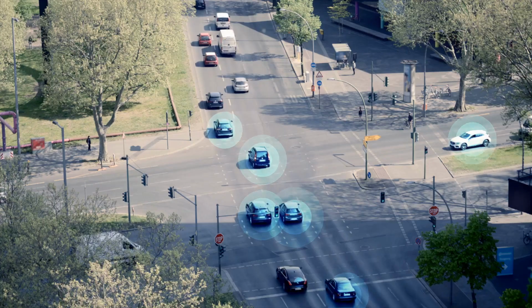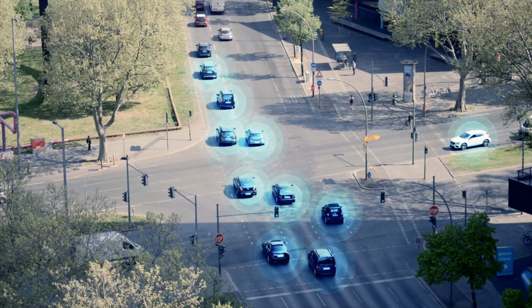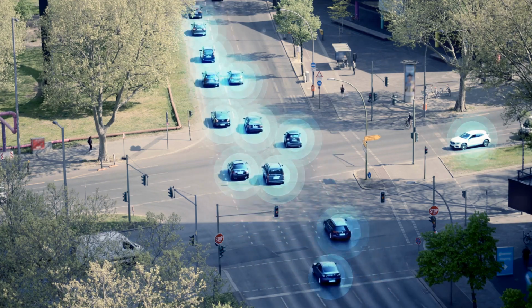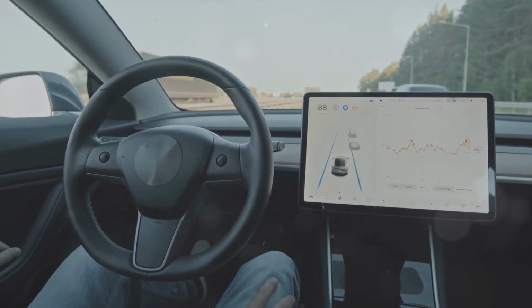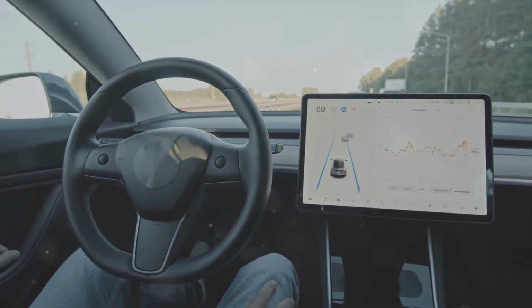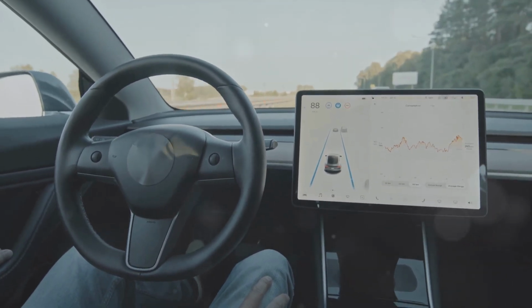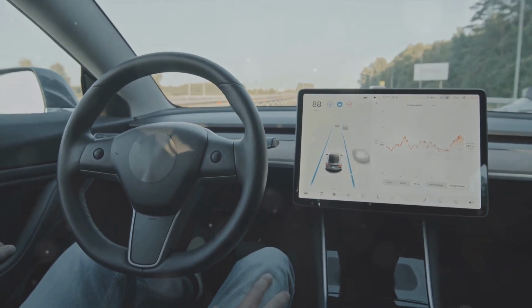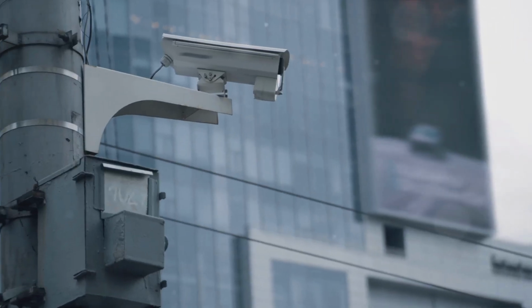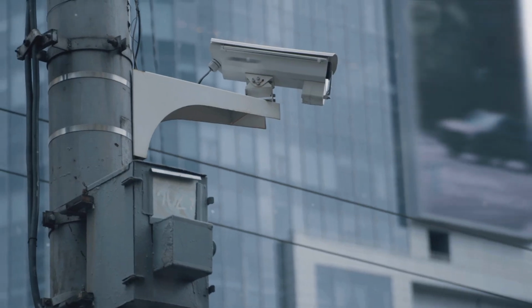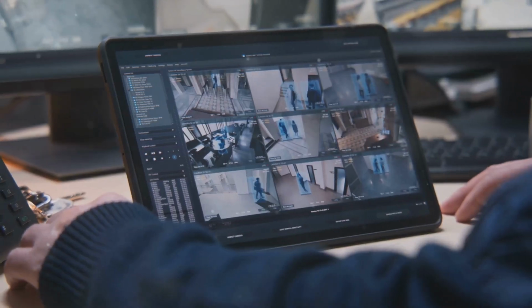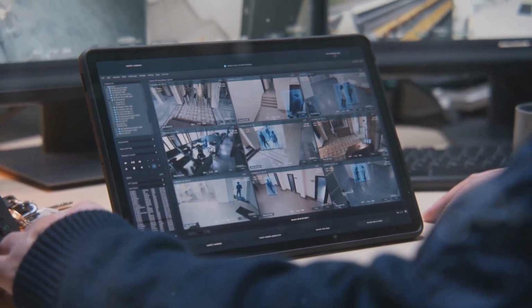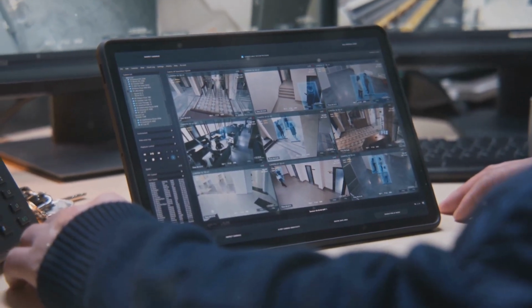Take self-driving cars, for example. These vehicles need to make split-second decisions based on their surroundings. They need to identify pedestrians, other vehicles, traffic lights, road signs, and more. YOLO's speed and accuracy make it ideal for this task. Consider surveillance too. Security systems equipped with YOLO could monitor vast areas, swiftly identifying and tracking any suspicious activity. It could make our cities safer and more secure.